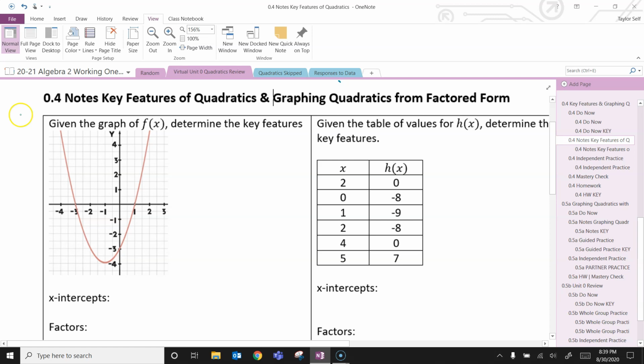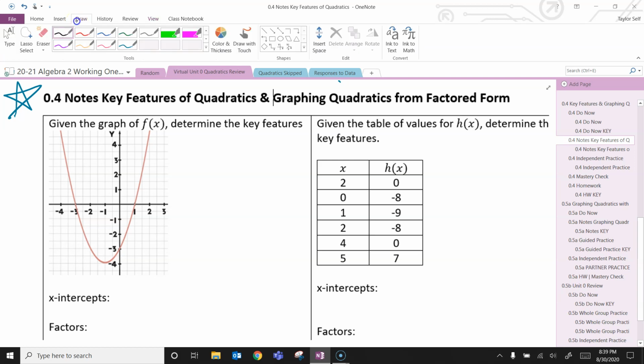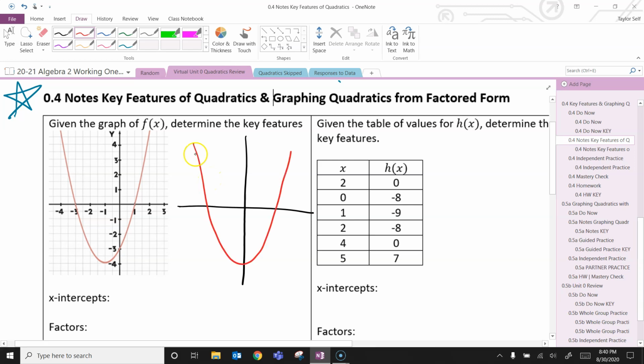So really quick, in your notebooks, definitely make sure that you put the title, key features of quadratics and graphing quadratics from factored form. You're still going to need to write notes down. Okay, cool. And then the first thing I want you to do is actually sketch this graph in your notebook. We're not going to draw the whole thing. We're going to draw important things that we see really quick. Just copy the graph. Doesn't have to be perfect.